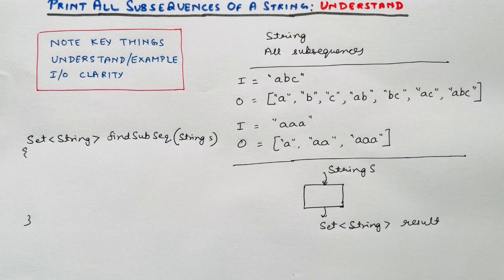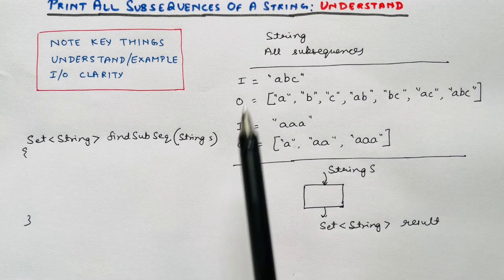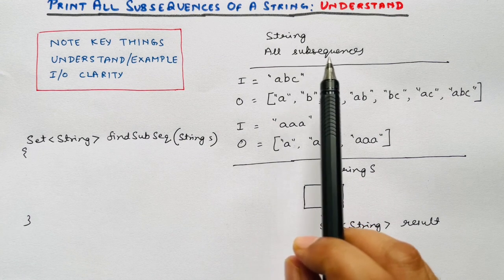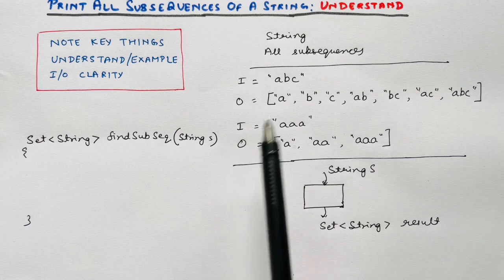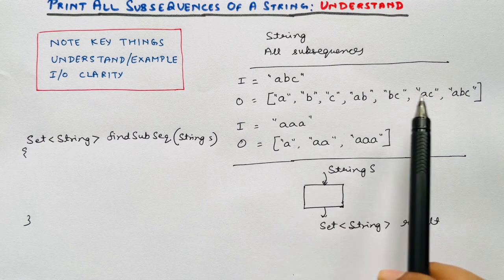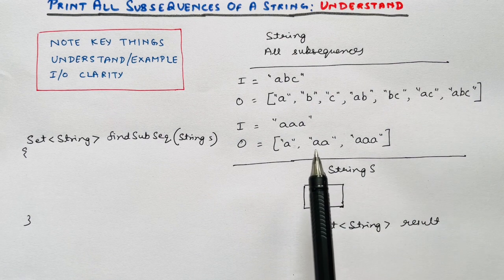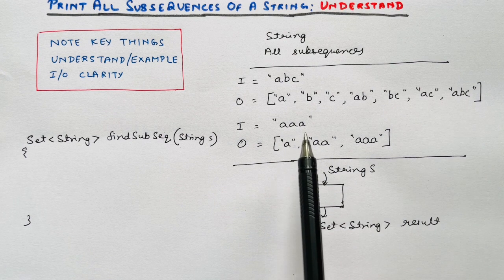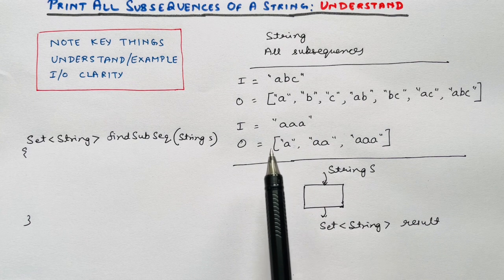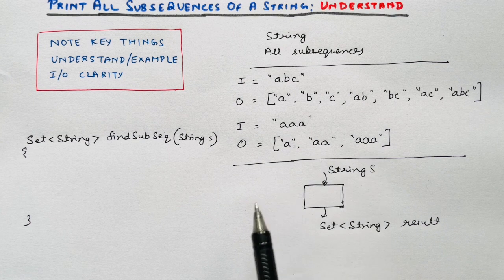Let's start. To begin with, let us first note the key things given in the question. We are given a string and we have to find all the subsequences of that string. So if we consider our example as ABC, these will be the subsequences of this string. If the example was AAA, that means duplicate characters were there, then all subsequences of this string will be these.